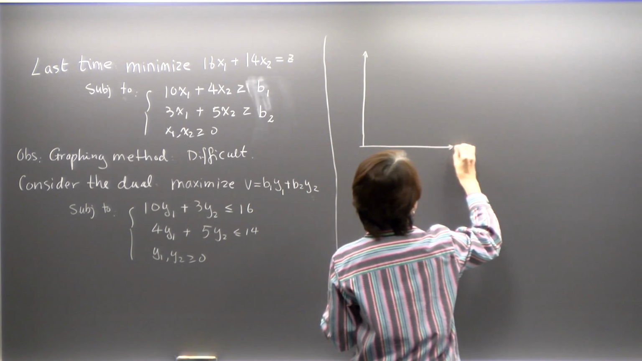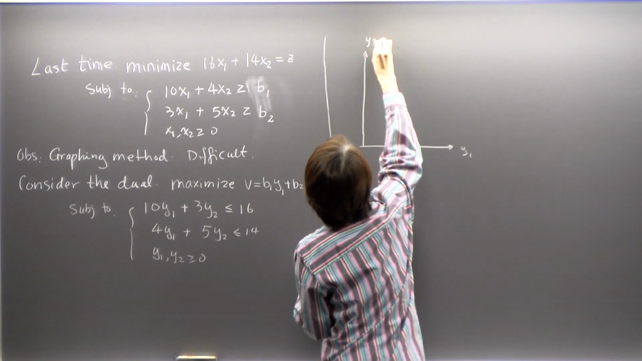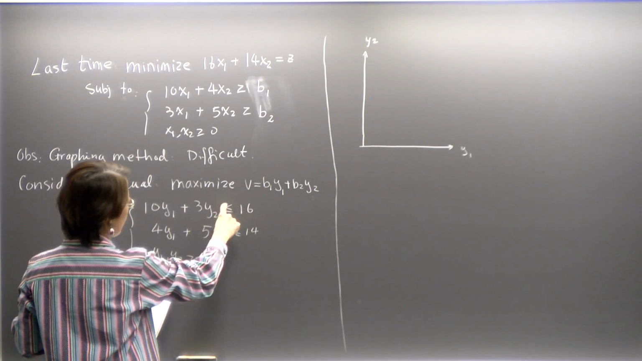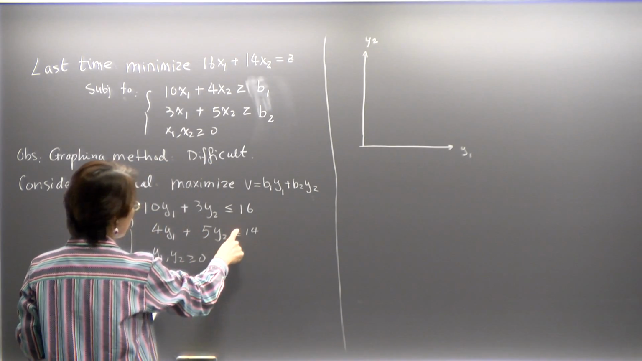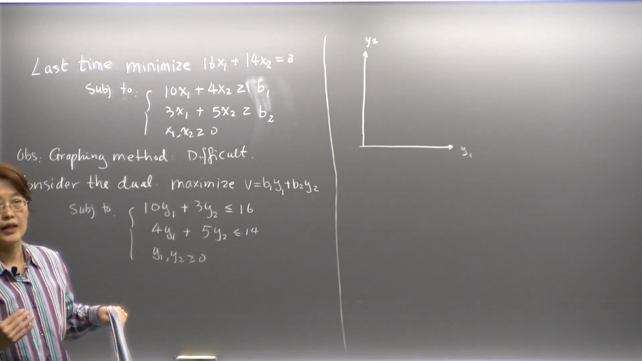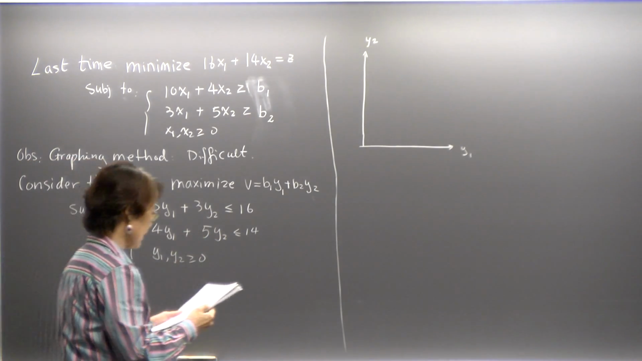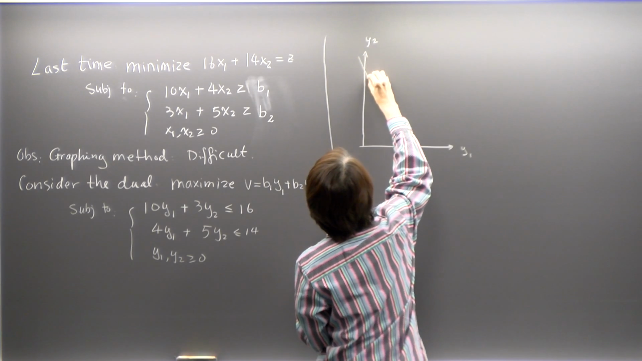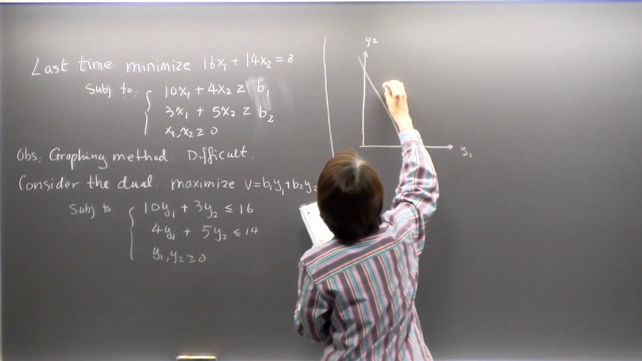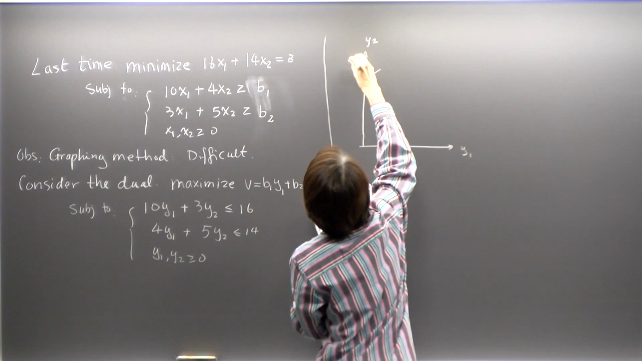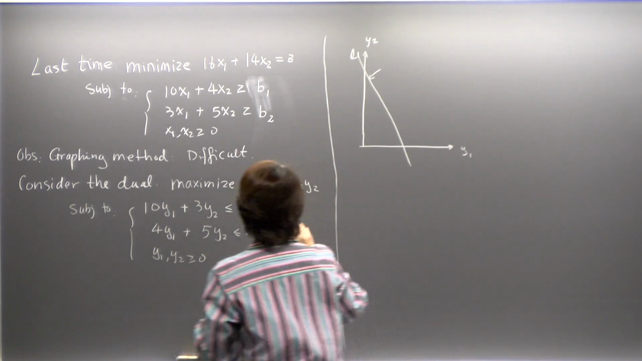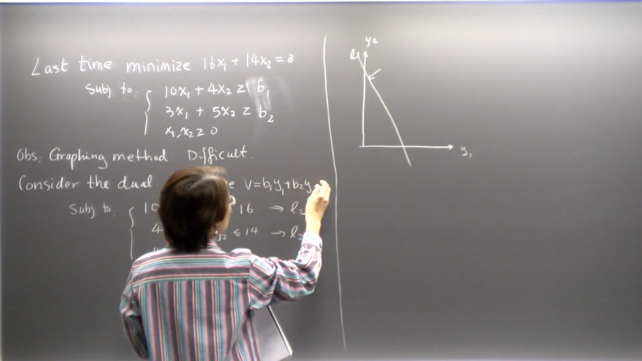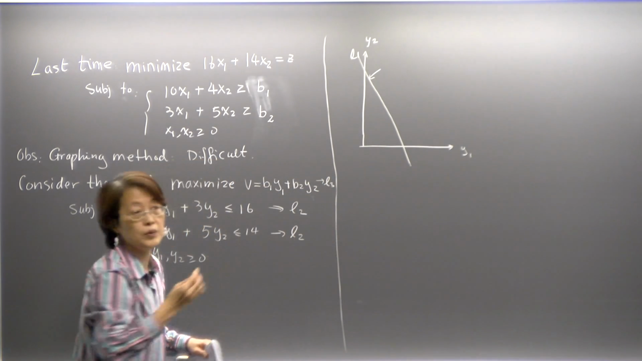So let me sketch. So this is y1 and this is y2. I'm considering only the first quadrant. So I will draw the line with the equal sign and the line with the equal sign and take the region below the line. Is that right? Because I have less than or equal. Okay. So if I do that, I will have the following. So let's say this one here is the line L1, and this one gives me line L2, and this gives me L3, like our notation from last time.